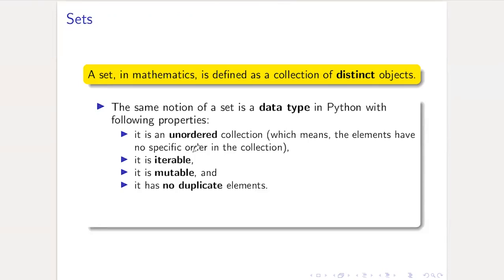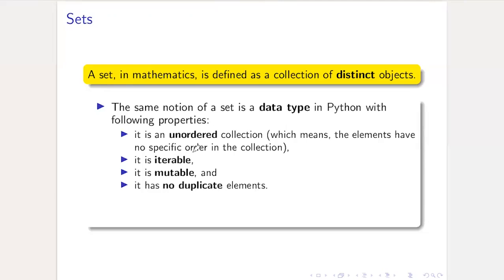But it is iterable. You can say, give me an element, give me another element, give me another element, so you can iterate one by one. Say you have a set of four elements, the integers 1, 2, 3, 4. You say, give me an element, you get maybe 3. Then another, you get 4. Then 1. Then 2. So when you iterate, you get 3, 4, 1, 2.